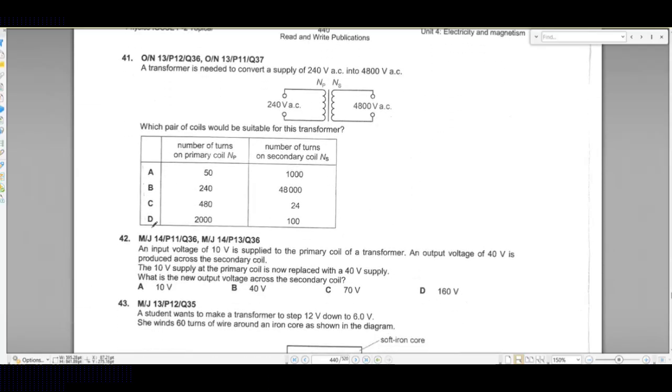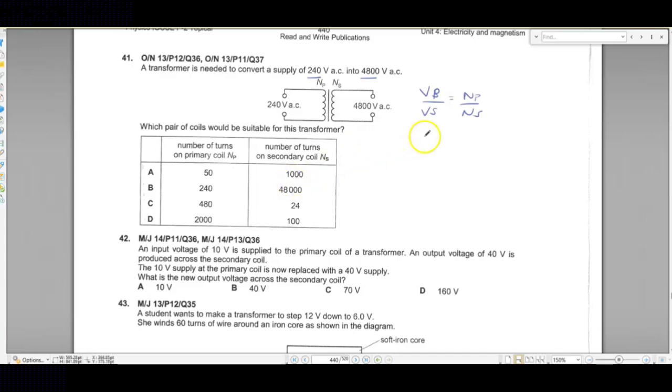Question number 41. A transformer is needed to convert a supply of 240 volts into 4800 volts. Which pair of coils would be suitable for this transformer? Okay, we are going to use this formula, and we are going to use 3 values that are given and try to see whether it corresponds with the 4th value.